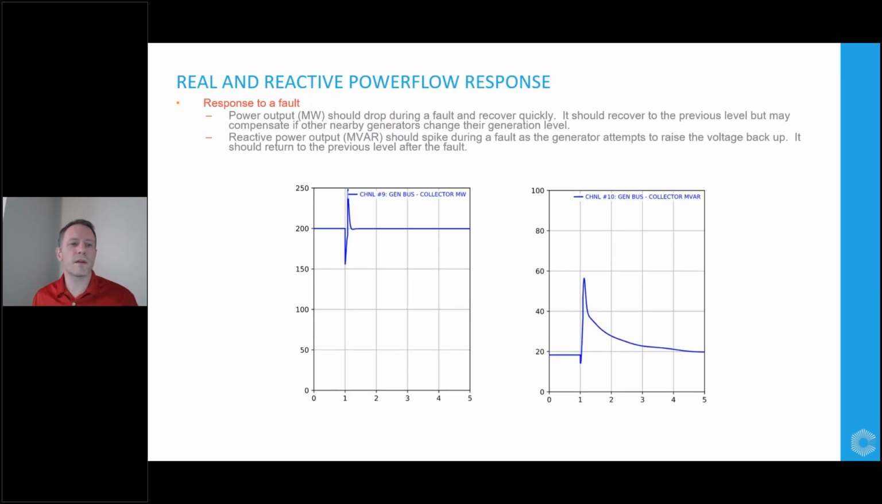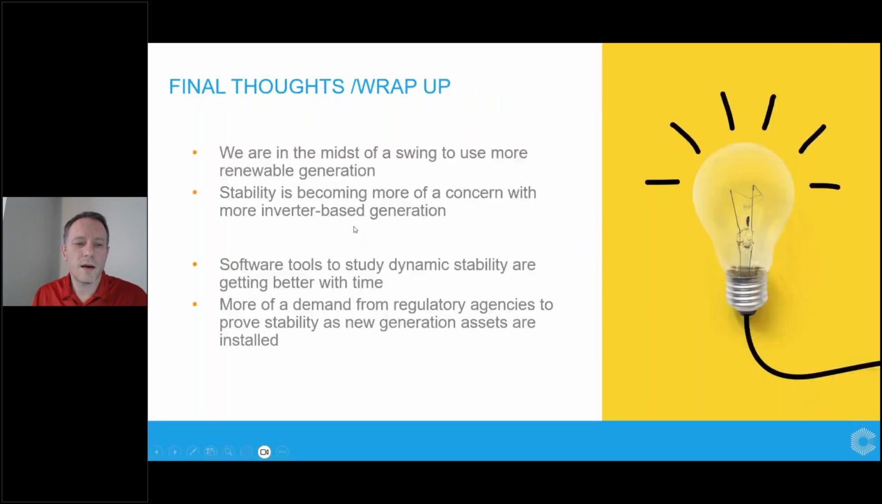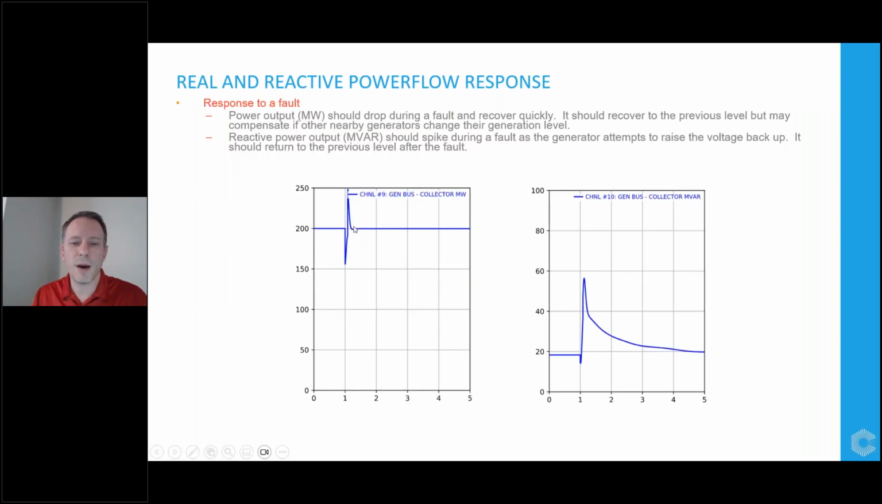The real and reactive power. We expect the real power to drop when it gets faulted, spike back up, and then kind of settle out. The reactive power, we generally expect a little bit smaller drop, but because the voltage dropped, we expect the inverter or the generator to put out more megavars trying to fix the voltage problem. So it spikes quite a bit, and then it settles down back to where it started.